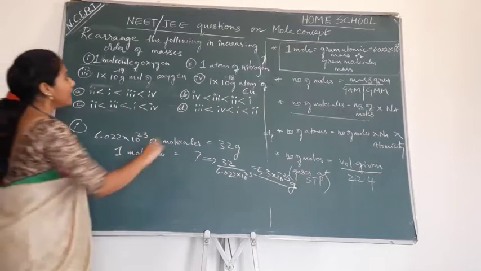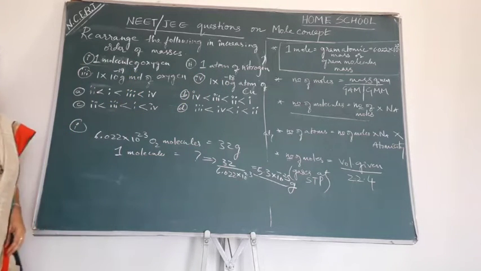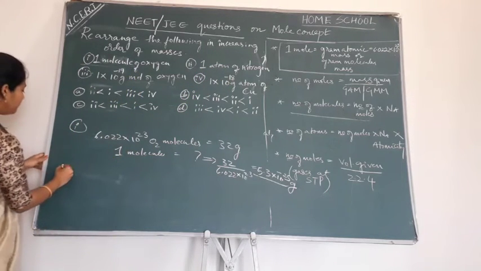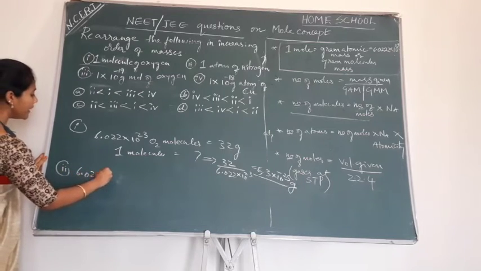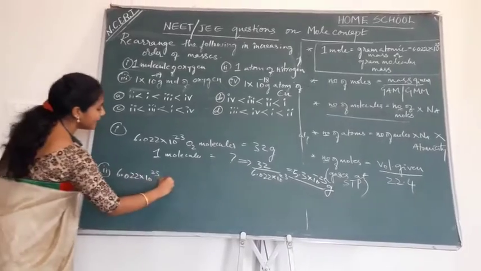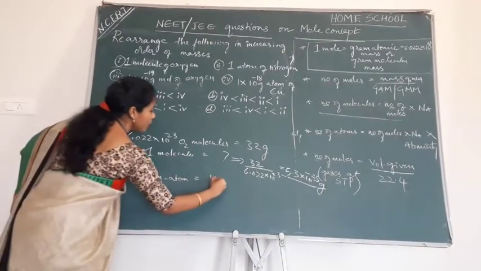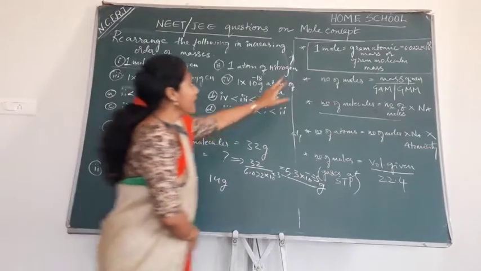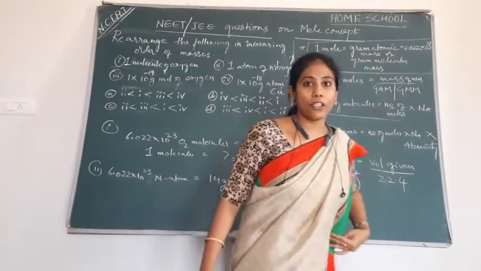Okay, fine. Let us calculate the mass of one atom of nitrogen. Similarly, we all know 6.022 into 10 to the power of 23 nitrogen atoms have how much mass, guys? It is 14 grams. Yes or no? So 1 mole is always equal to, in the case of atoms, gram atomic mass.